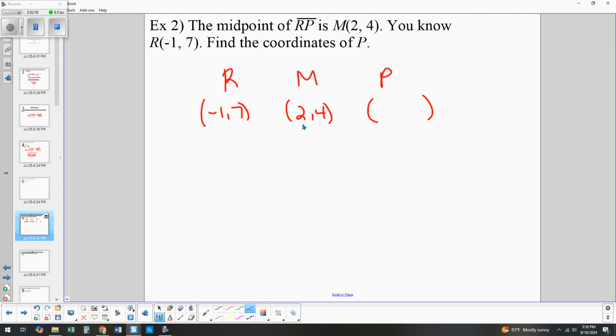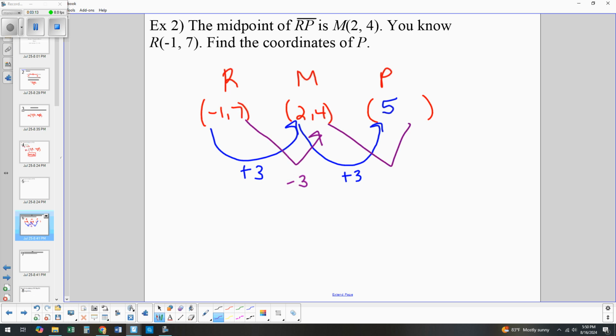Since this has to be exactly in the middle, whatever it takes to get me from -1 to 2, which is increasing by 3, should be the same thing that happens to get from 2 to the next value. So if I increase 2 by 3, I get 5. Same thing for the y's. To get from 7 to 4, I decreased by 3. So now from 4, if I decrease by 3, I get 1. So that means the ordered pair for P is really 5, 1.